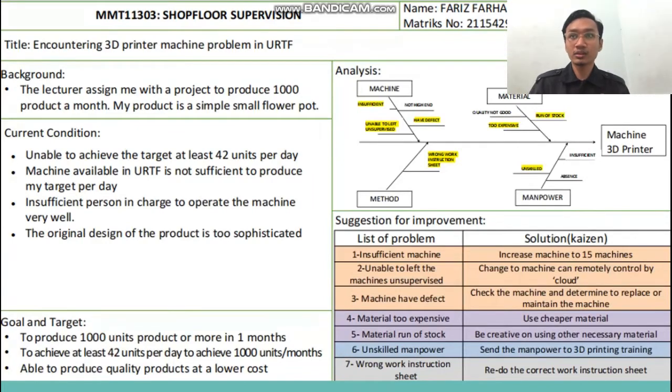And lastly, the method. The marking work. The method used in the process is wrong, which is they do not implement the work instruction sheet.